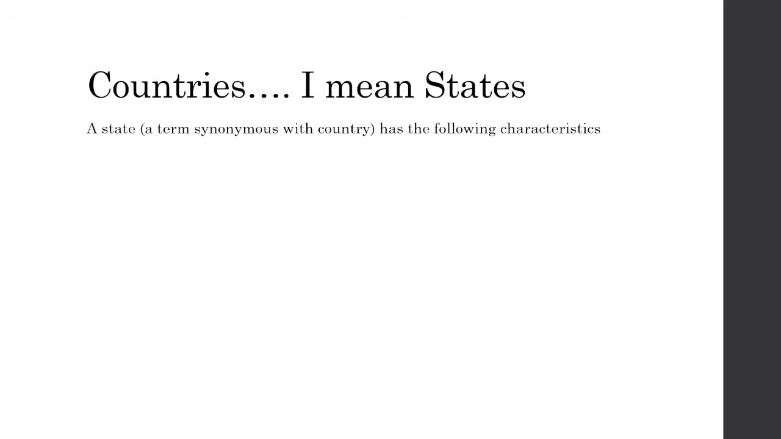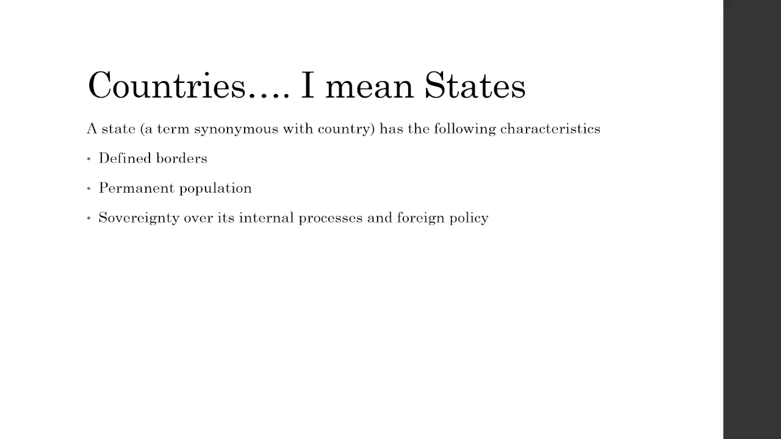Now, let's look at countries. Now, in this class, in AP Human Geography, we call countries states, but they mean the same thing, okay? They have various characteristics, like defined borders. They have to start and end somewhere, a permanent population, so people can't just move in there, live there for 5 years, and move out. They have to have sovereignty over their internal processes and foreign policy. They also have to have recognition as a state by other states. So if they have these 3 characteristics, they'll have recognition as a state for the most part.